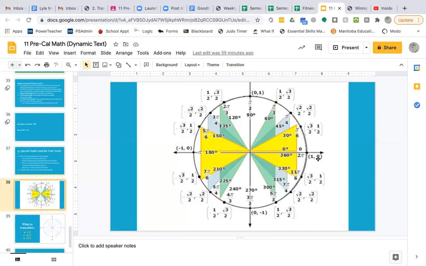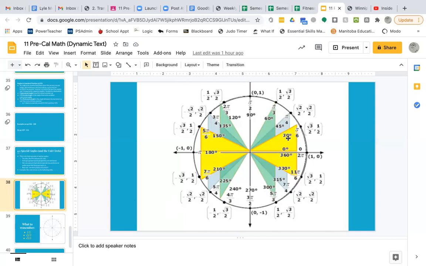Over here, it's 1 and 0. X is 1, and it doesn't go up at all. Y is 0. Over here, X is -1. Y is 0. Over here, X is 0. Y is -1. It's hard to tell if I'm going too fast, if nobody's here.